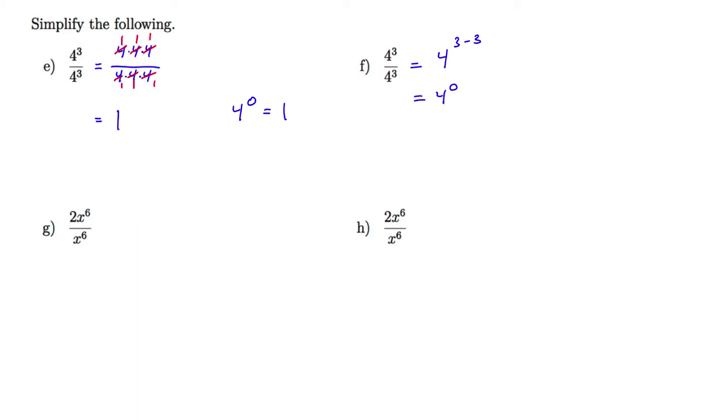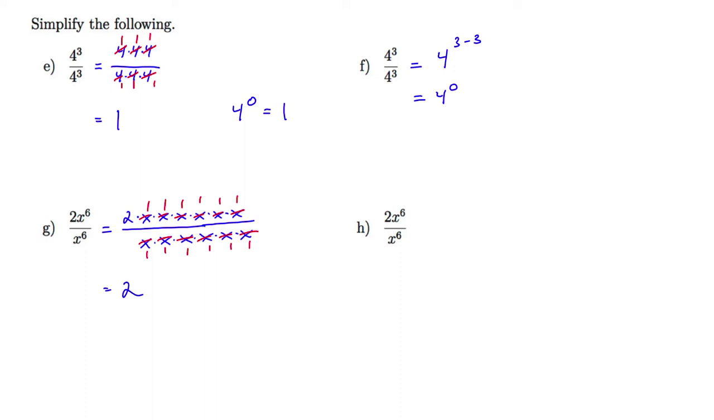Let's take another look at G and H. 2x to the 6 divided by x to the 6. This means we have a 2 times 6 x's. And similarly in the bottom, we have 6 x's down there as well. As we go to cancel things out one for one, it's only the x's that are canceling out. But because we have the same number of x's in both the numerator and denominator, all of the x's are going to cancel out. So what we're left with is 2 times a bunch of 1s on the top divided by a bunch of 1s on the bottom. Our final answer is 2.